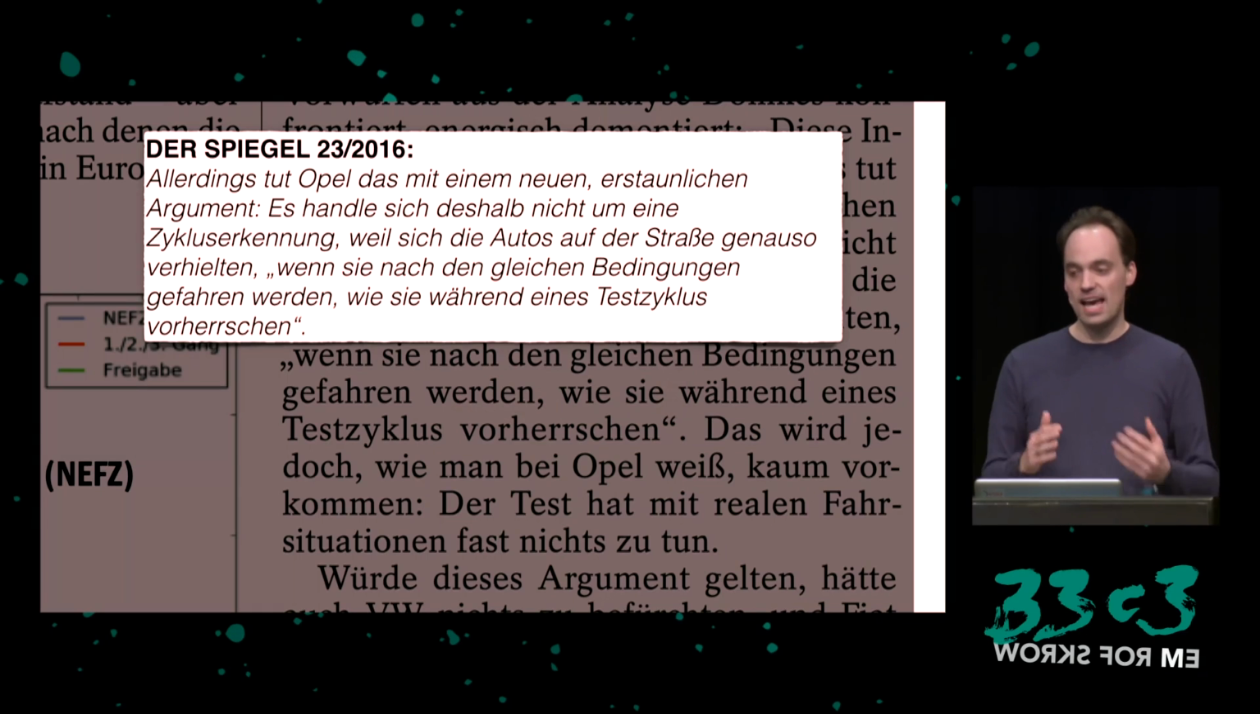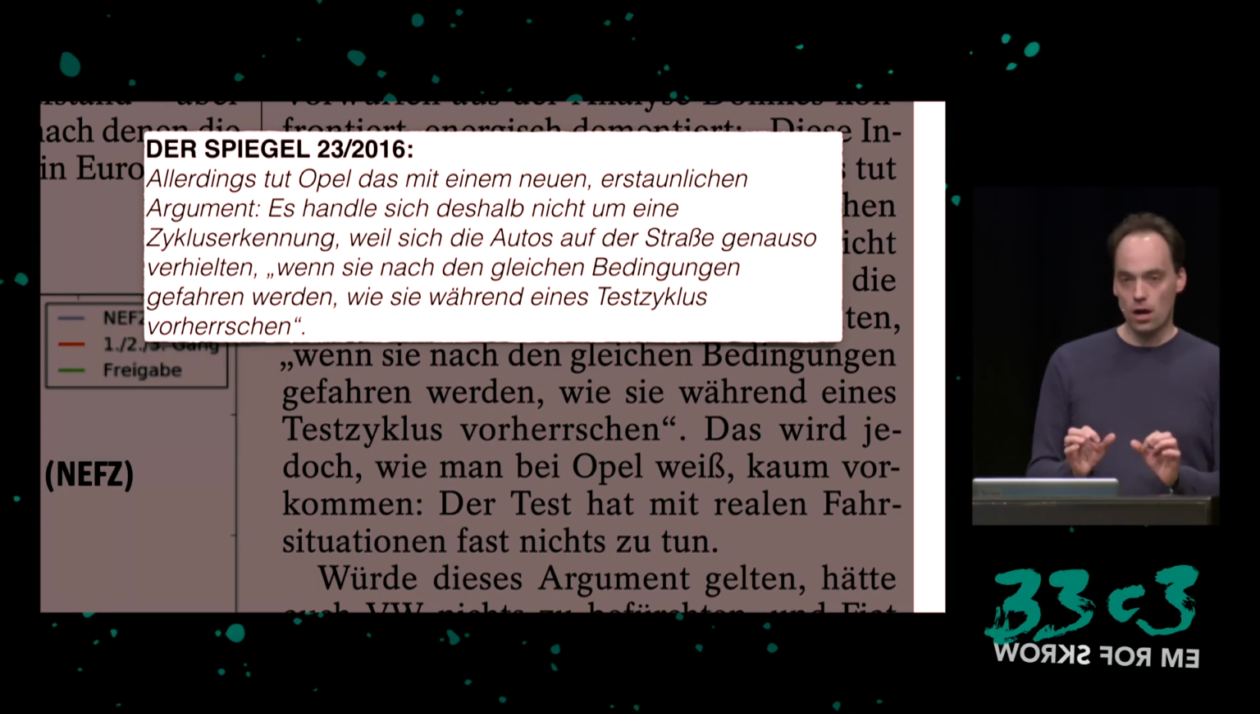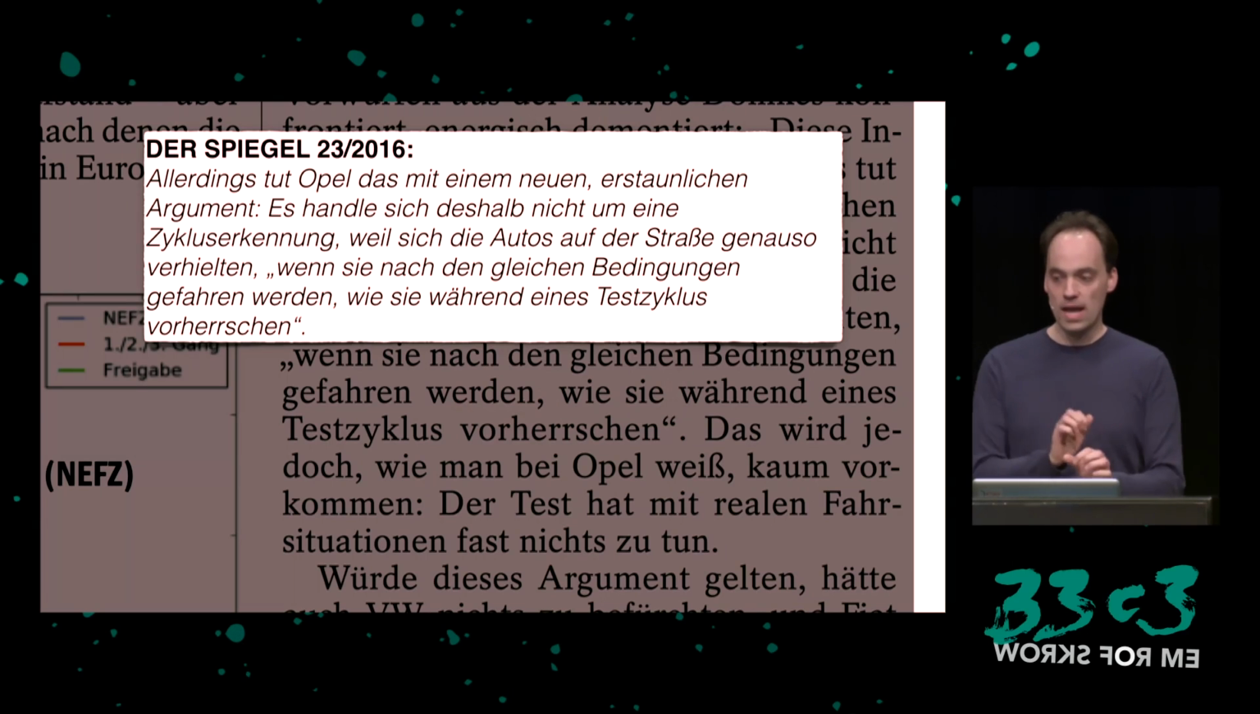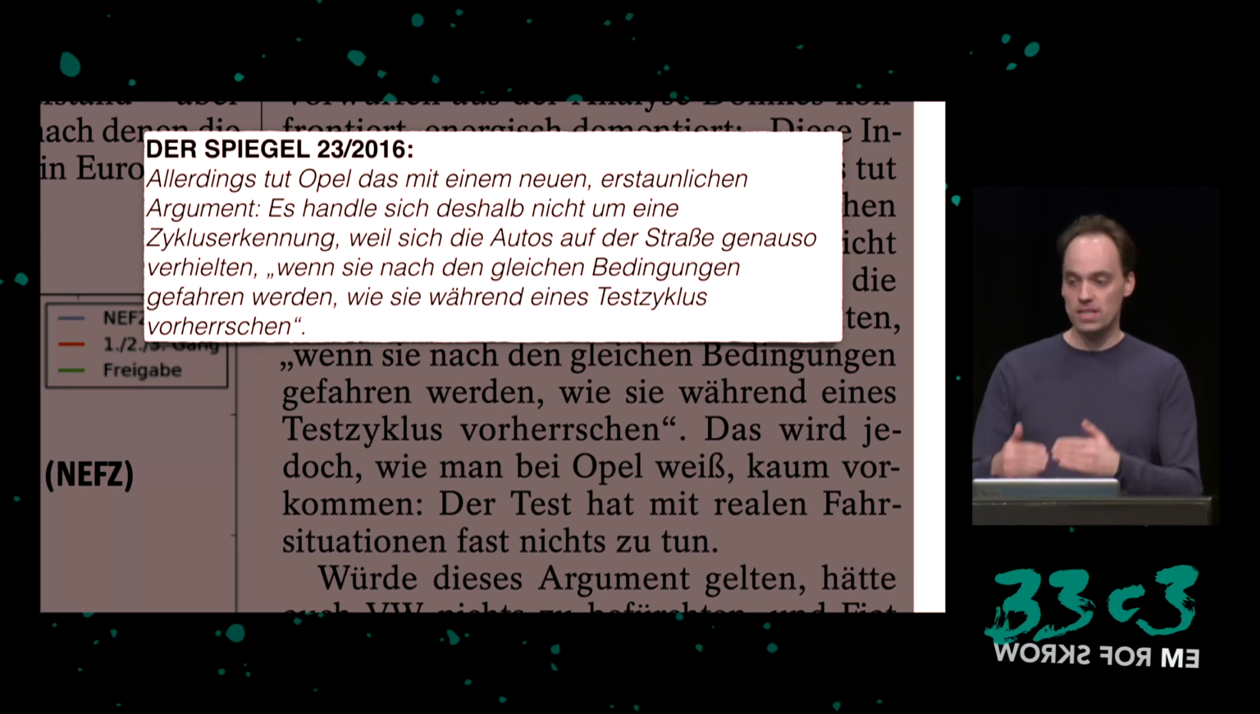There was another funny thing. Sorry, I only have a German quote and I didn't want to translate it. But Opel repeatedly says they don't have a cycle detection, right? And they say it's not a cycle detection because if you use the car on the street in the same way as you would during the test cycle, the car would behave in the same way. So it's not a cycle detection, right?